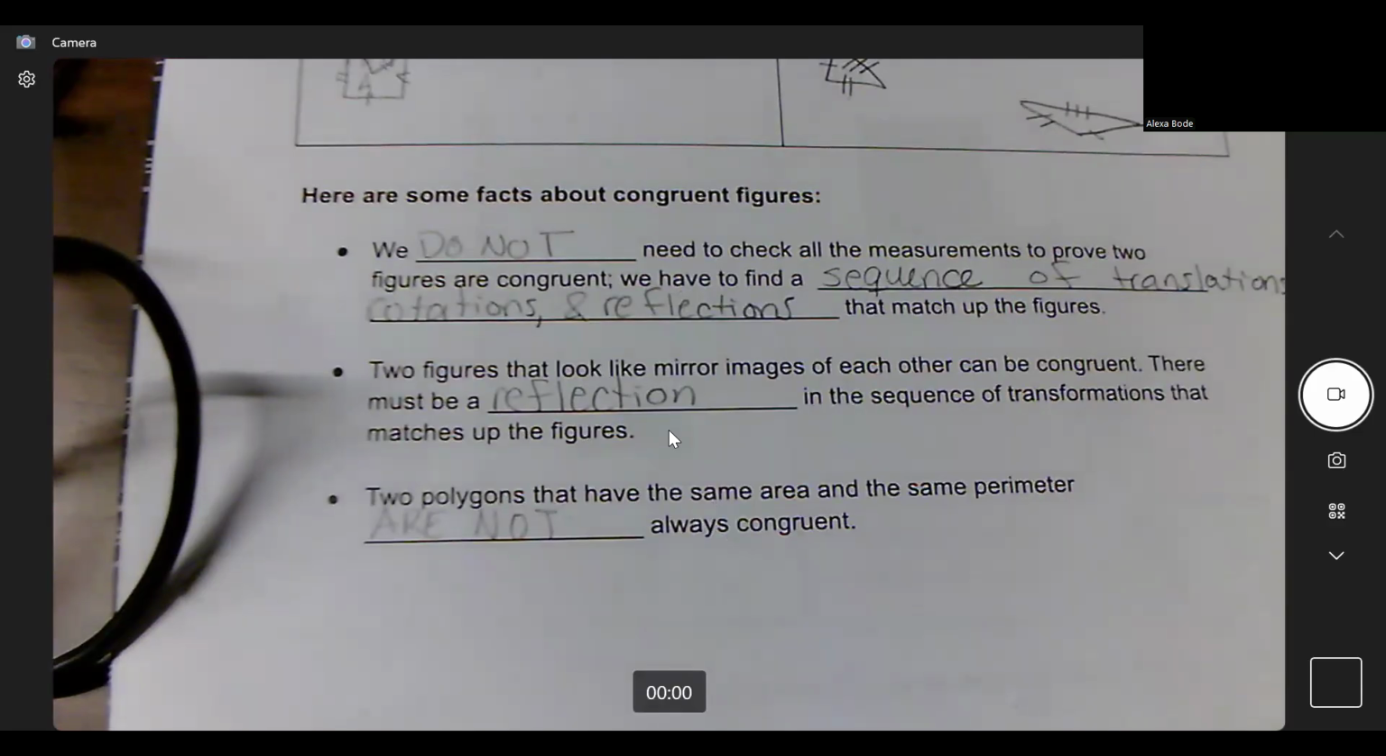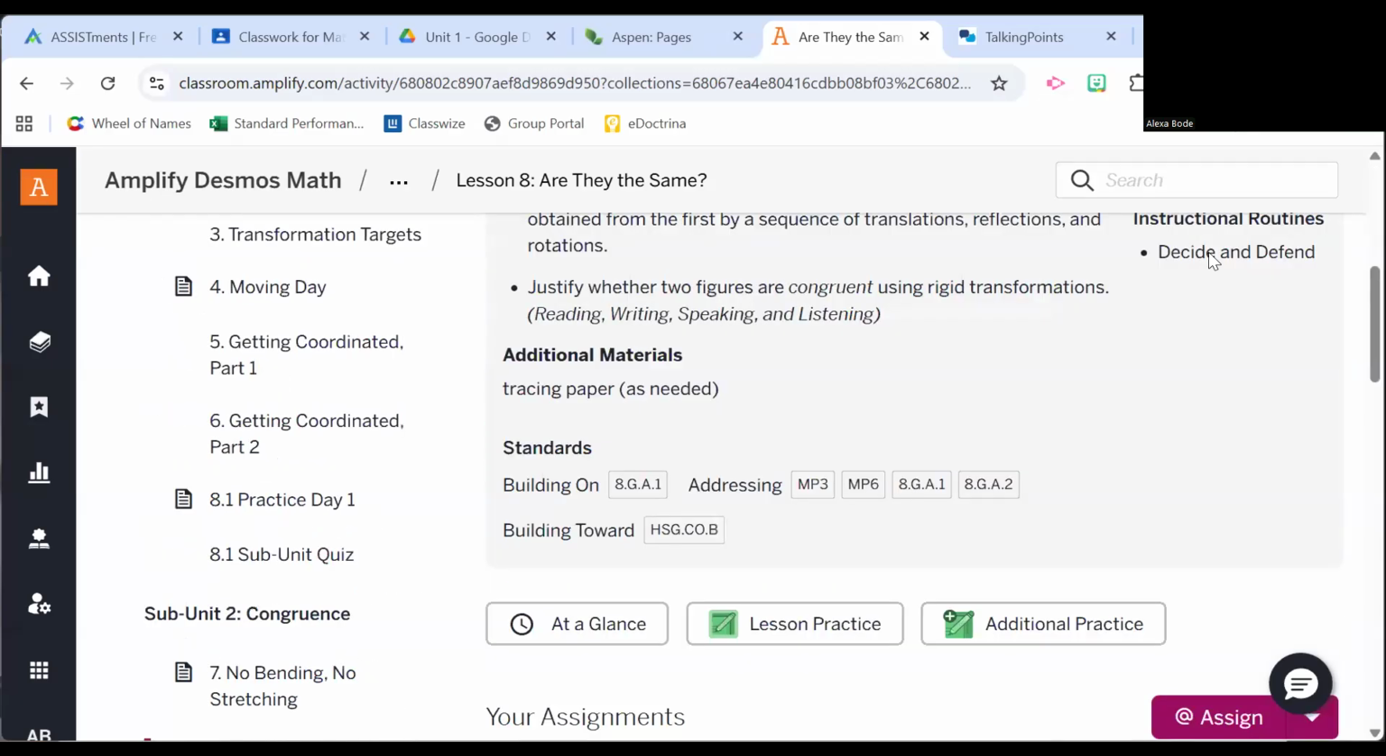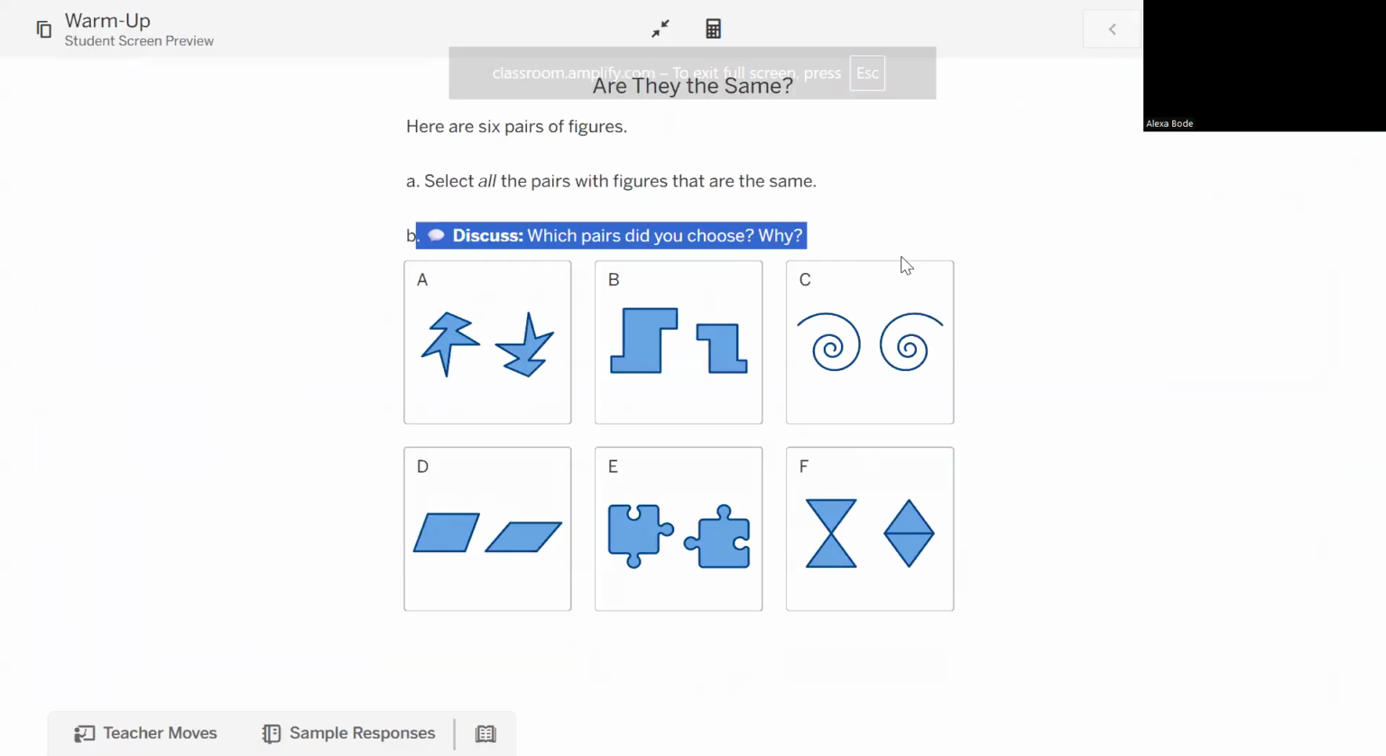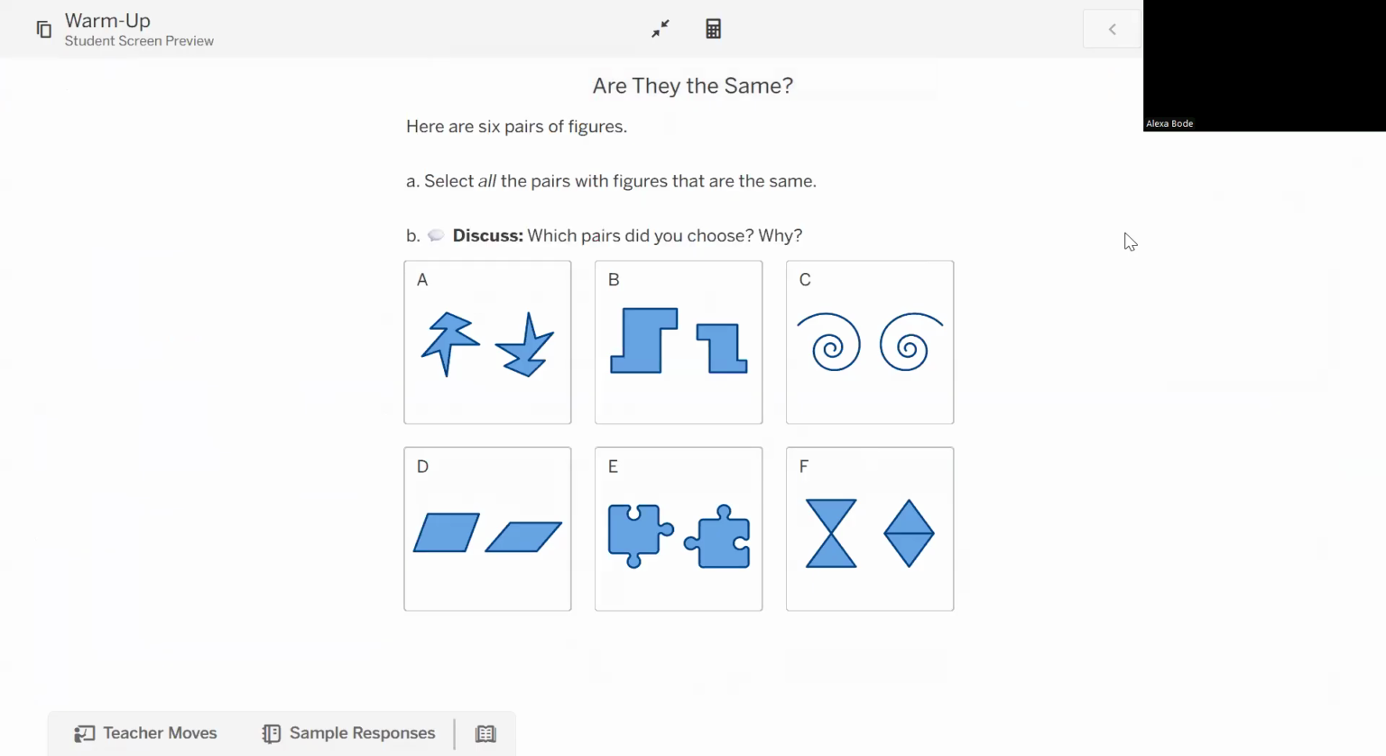Okay, so now that you have done your notes, we are going to go ahead and look at our Desmos for today. Where is my Desmos screen? Okay, so your Desmos today is called Are They the Same? I know it says discuss. We are not discussing because obviously you guys are listening to this video and not talking in class.